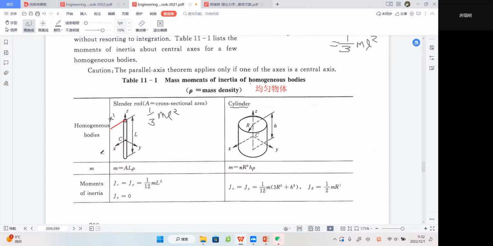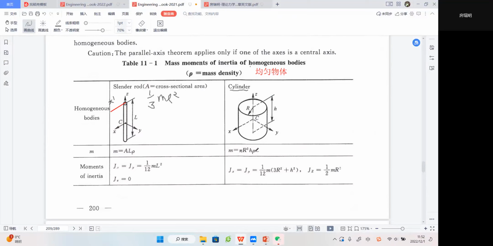Then its mass will be pi r squared h rho. Rho means density. So please have an impression here. We have x, y, z, and Gx and Gy will just be equal. This one is very hard to remember. You only need to have an impression, that is enough. But this one you should remember. If you look at the cylinder from the positive direction to the negative direction, you will find maybe this.